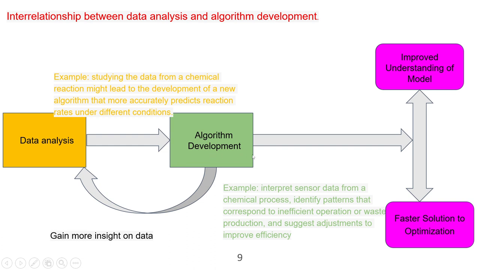And the goal of the algorithm is to improve the understanding of the model and also to find a faster solution to optimization. For example, interpret sensor data from a chemical process, identify patterns that correspond to inefficient operation or waste production, and suggest adjustments to improve efficiency.